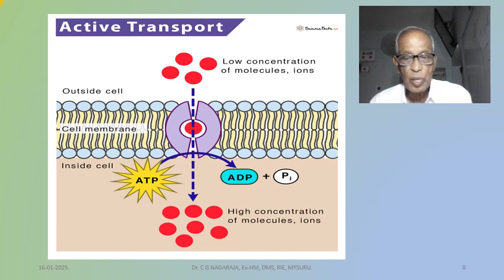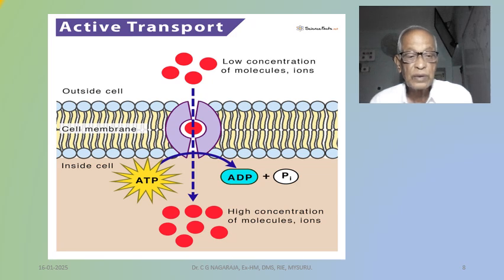From such an area, you find molecules from lower concentration. In this case, the red ball-like structures outside, 4 are there. Inside you can see there are more, 2, 4, 6, 8 are there. So inside the density is more, outside the density is less. But the outside molecules are required for the cell. Therefore, such molecules move into the cell via that small pore-like structure by spending energy.